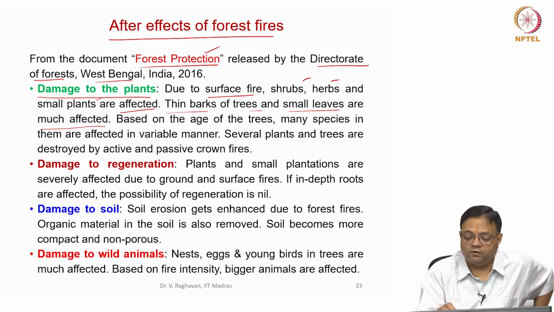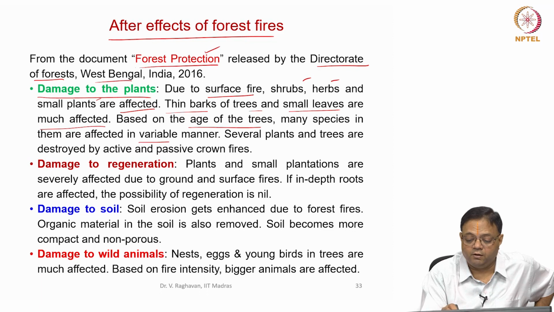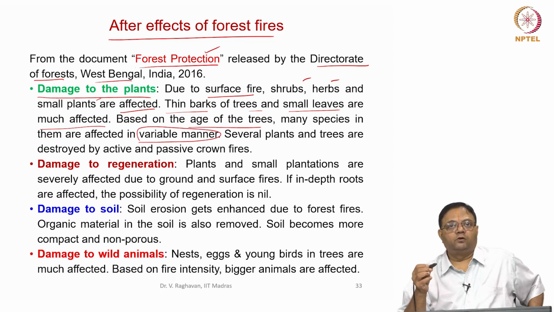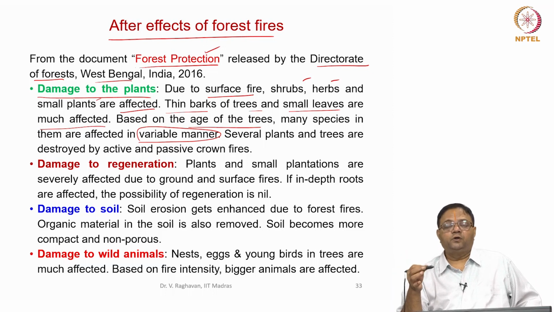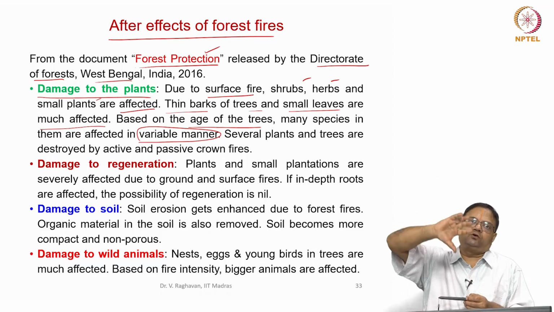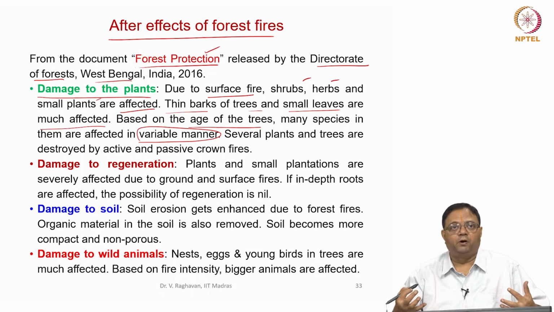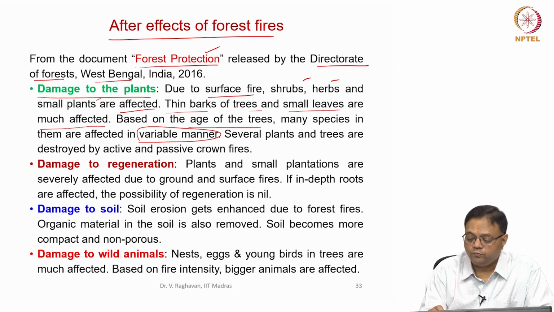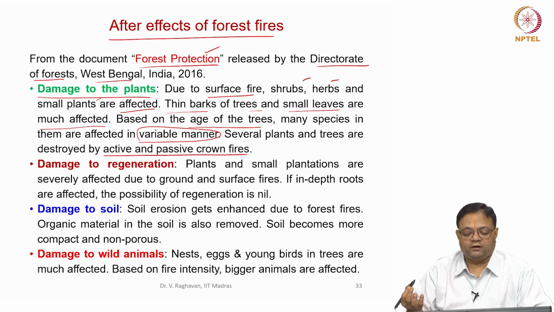Now, based on the age of the trees, many species are affected in a variable manner. See, a lot of trees will be more than 50 years old and so on. So, based upon that, for example, the drying of these trees also will be heterogeneous in nature. Because of that, we can see the burning effects will be present in a variable manner. Several plants and trees are destroyed by active and passive crown fires.